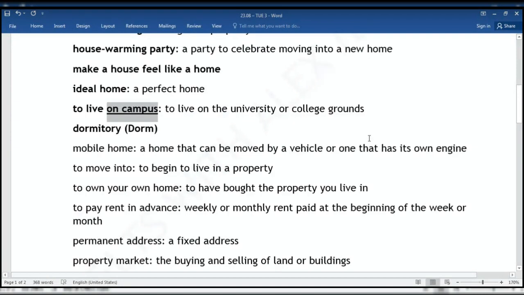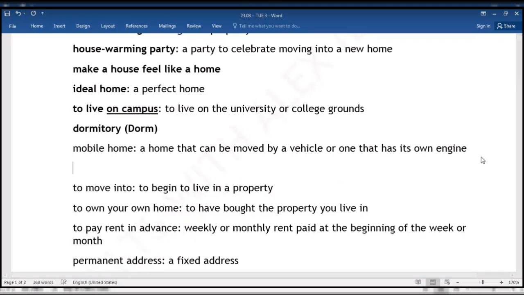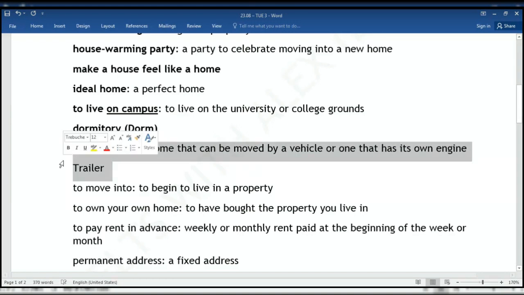Next is mobile home. So mobile home is a home that can be moved. And another word for this actually is a trailer. Basically, it's like a house on wheels, I guess. Yeah. So that's a synonym. That's all I can say.